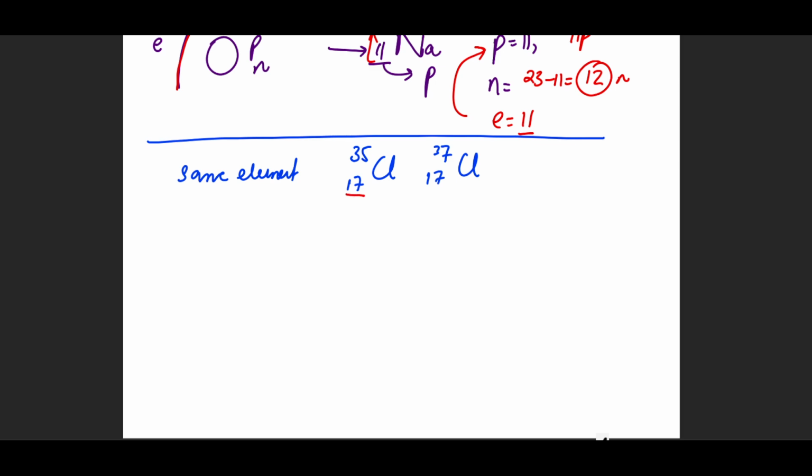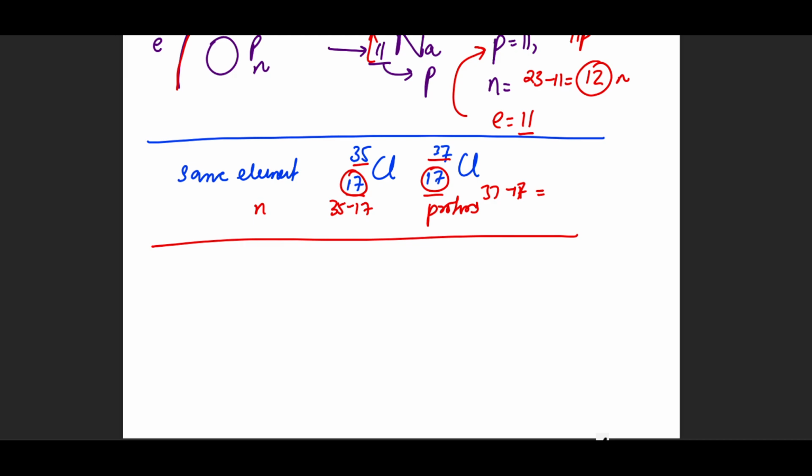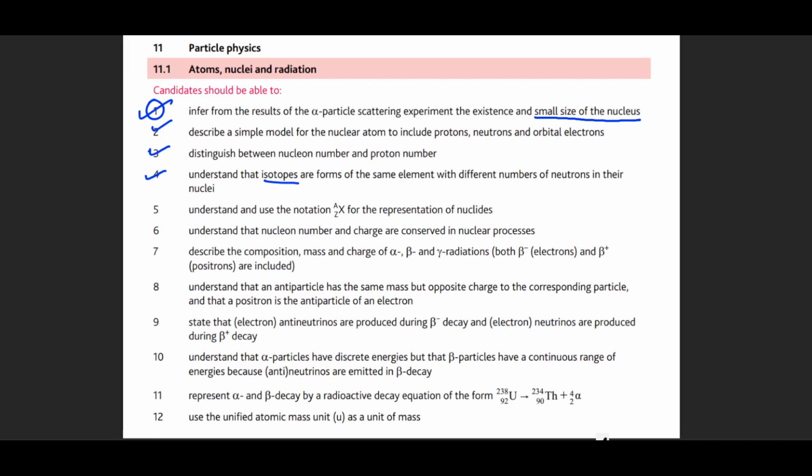So they have the same number of protons, but the number of neutrons is different, right? They will have different numbers of neutrons. And how do we know that? We can just simply subtract them. 35 minus 17 and 37 minus 17 will be a different answer. Although they have the same protons, they will have different neutrons. So we understand that term as well in terms of physics.